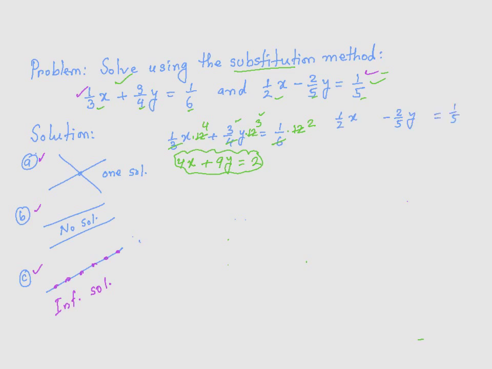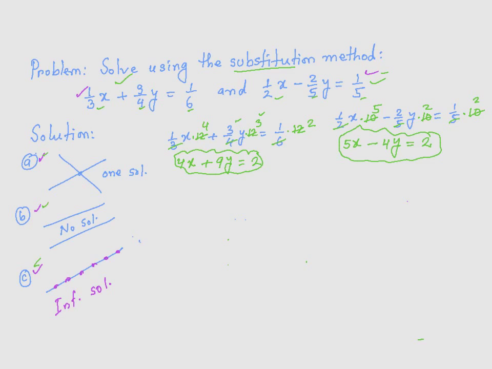I multiply everything by 10. 2 goes into 10 5 times, 5 times x is 5x, minus 5 goes into 10 twice, 2 times 2 is 4y, is equal to 5 goes into 10 twice, is going to give me 2. So that's the equivalent equation. Now, these two equations I need to solve using the substitution method to figure out which one of these three categories it falls into.